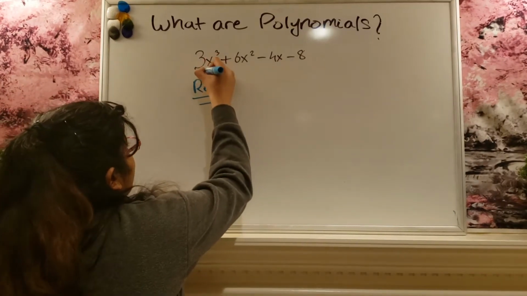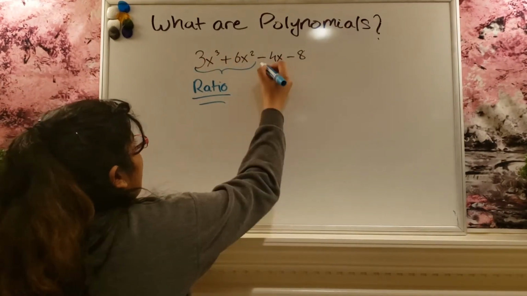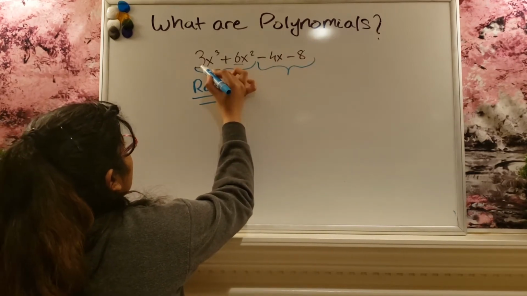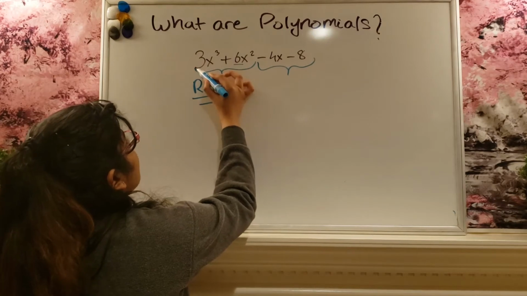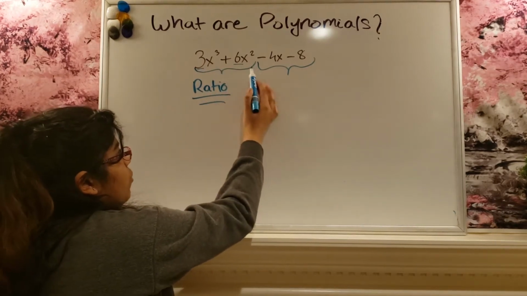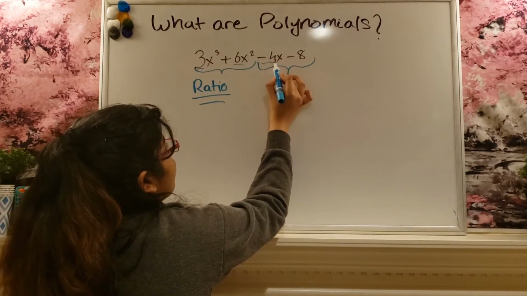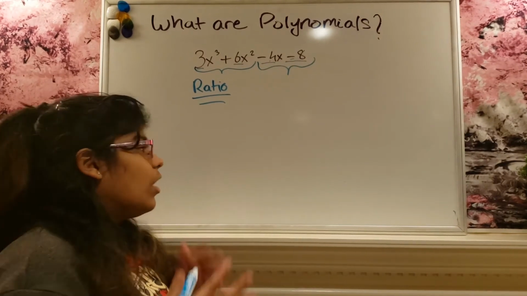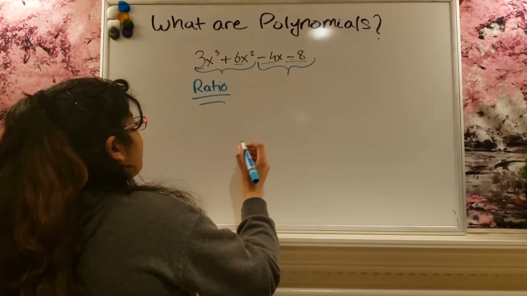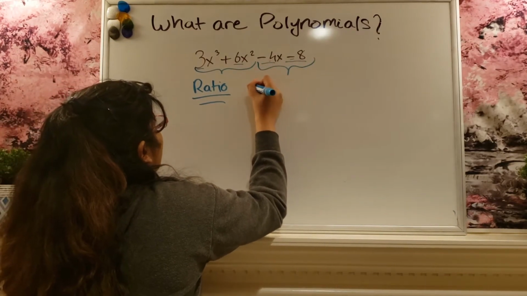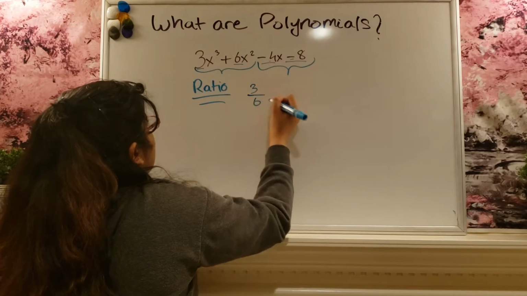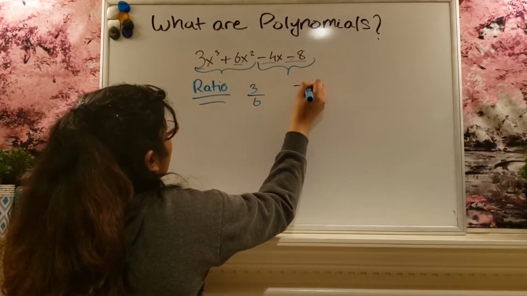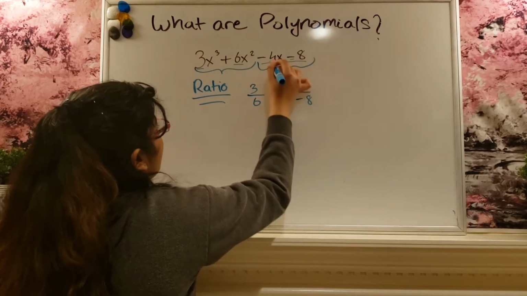We take our first 2 terms and our last 2 terms, and we make sure that the coefficient of the first term divided by the coefficient of the second term and the coefficient of the third term divided by the coefficient of the fourth term are equal to each other. So let's explore this a bit further. Here we have 3 divided by 6, first and second, and negative 4 divided by negative 8, third and last.